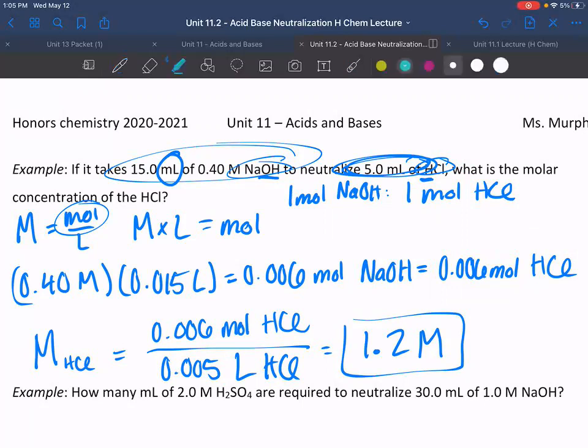So again, where I pulled those last values from are here. Any questions? Okay.